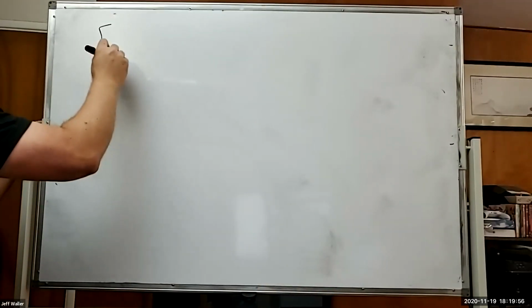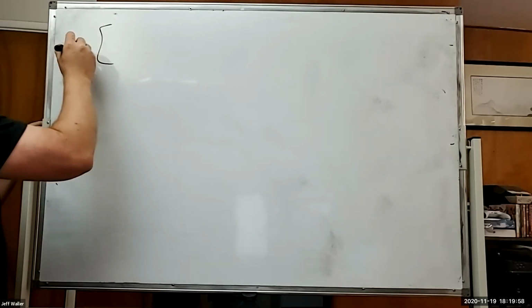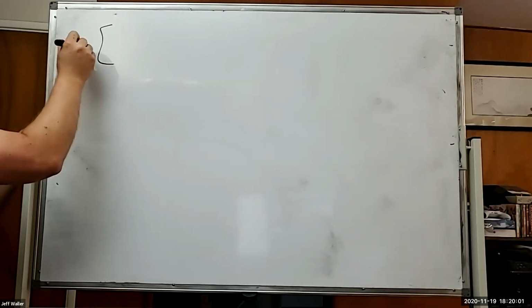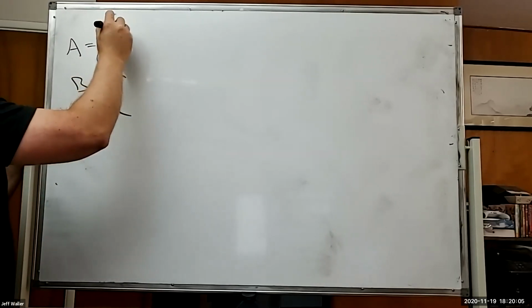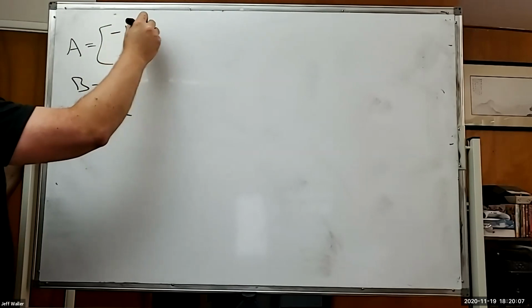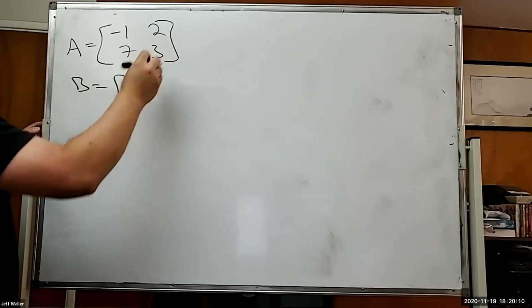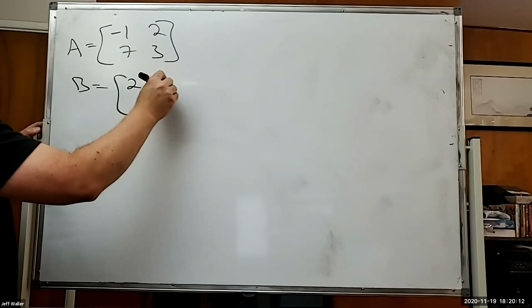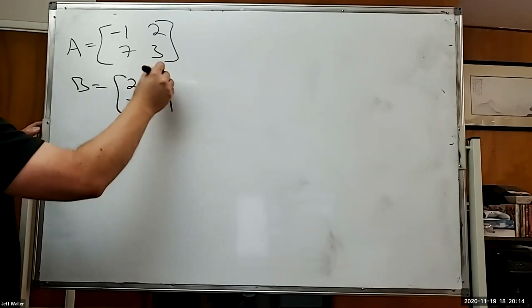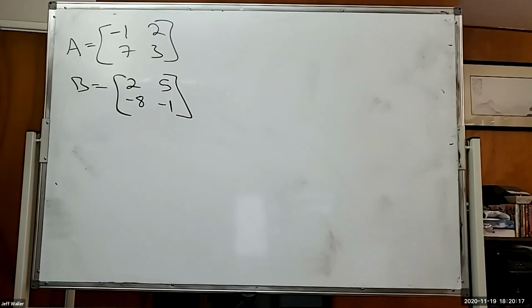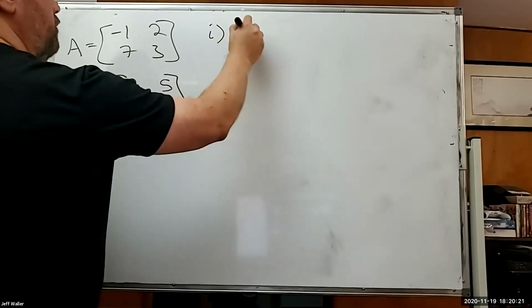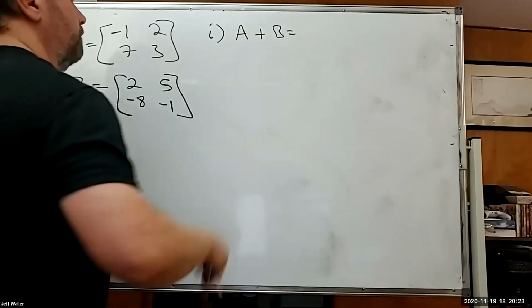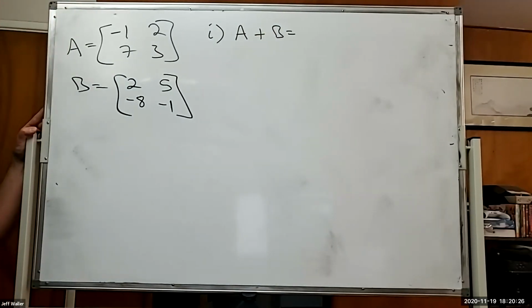What do you think should be true about matrices? We use capital letters for this too. I know we use that a lot, but too bad. So I can call matrix A -1, 2, 7, 3. Matrix B is 2, 5, -8, -1. What do you hope is true if I ask you to do A plus B? How do you hope that will work?